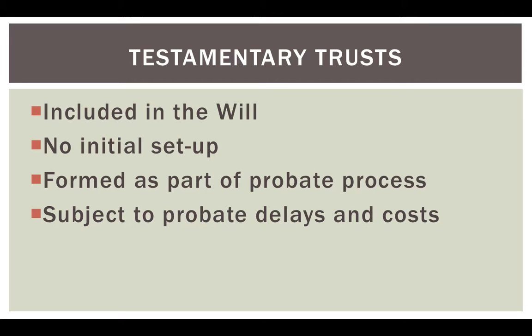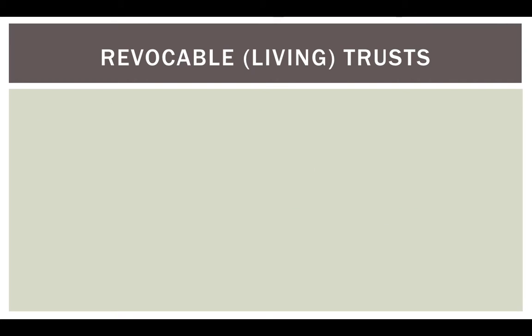Generally, you're going to pay about the same amount. It's just whether you want to do it up front or on the back end, and whether you want to subject your beneficiaries to those delays. For most people, especially those looking to take care of minor children, I usually will recommend something like a revocable or living trust.